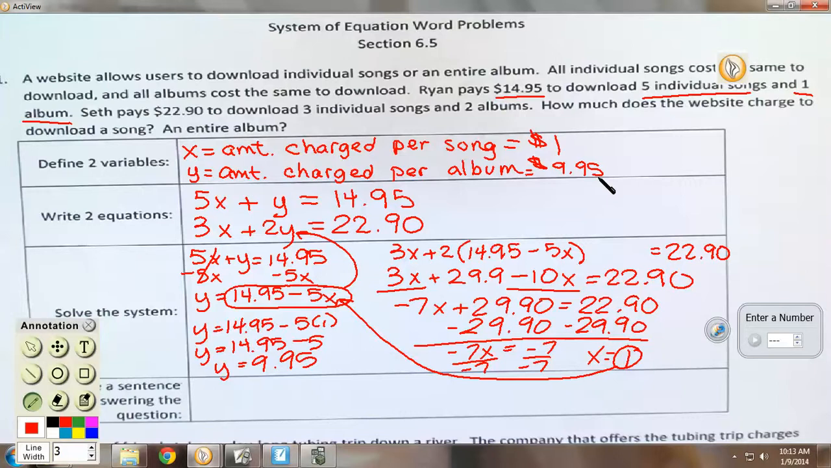Our last step is to write a sentence that answers the question. Well, the questions here were, how much does the website charge to download a song, an entire album? Well, we would answer that by saying the website charges $1 per song and $9.95 per album. We need a sentence.